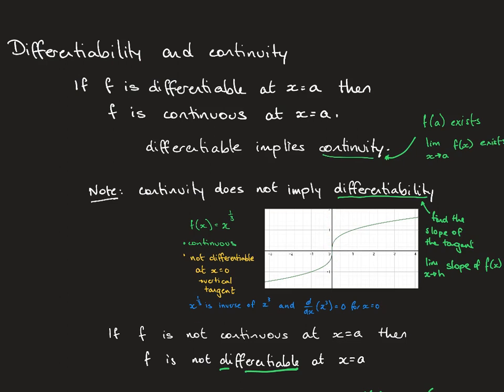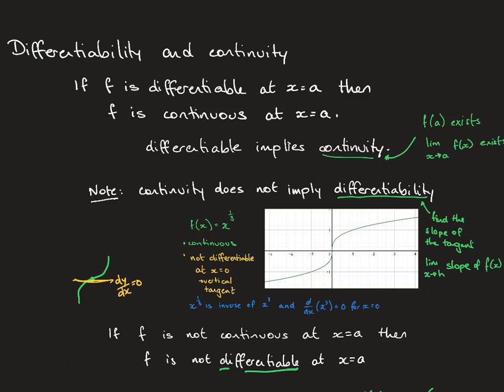If you remember, x to the power of a third is the inverse of x cubed, and the derivative of x cubed is equal to 0 for x equals 0. So at the point x equals 0 for our cubic function, I'll just draw it over here, here's x cubed. At this point here we have a horizontal tangent, and dy/dx is equal to 0 at that point. And when we turn it into an inverse, of course, the horizontal tangent becomes a vertical tangent.